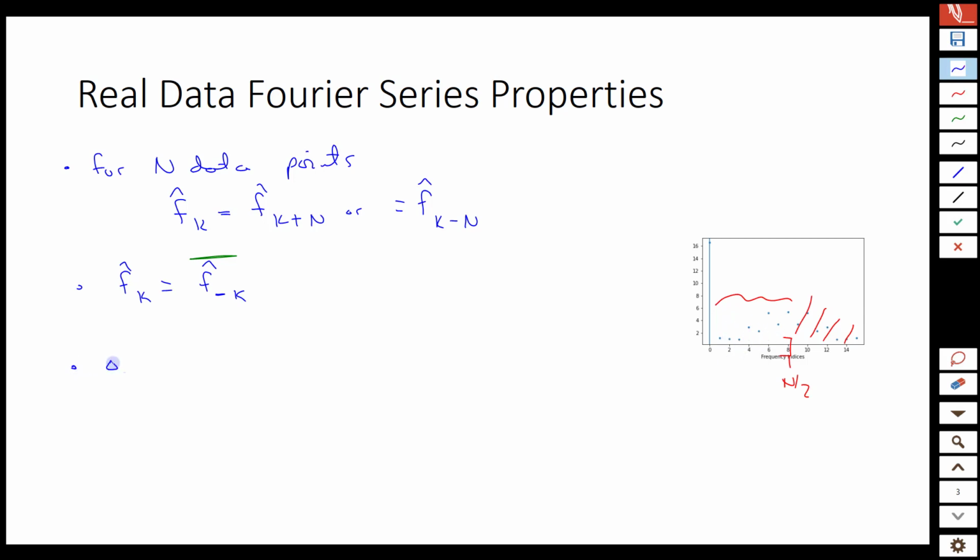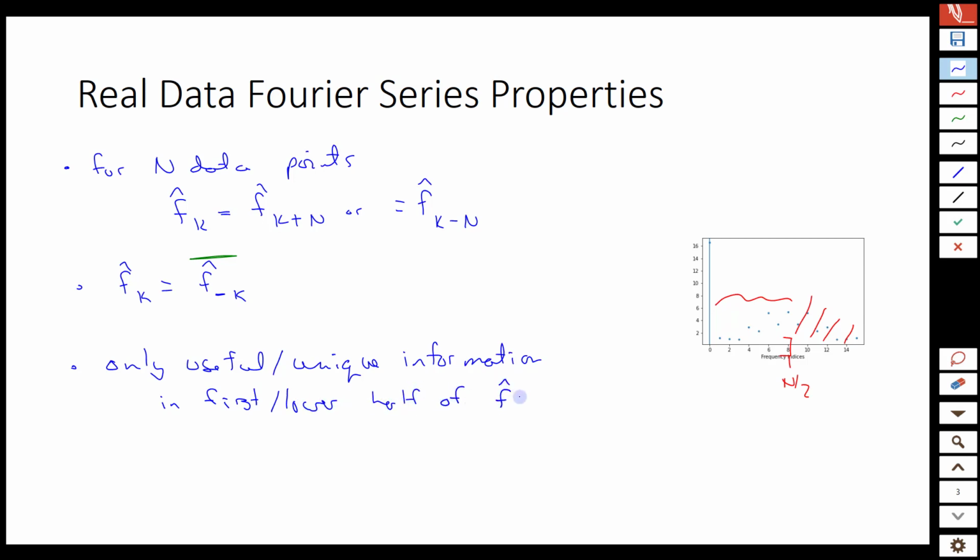Let's capture that as the fact that there's only, I'm going to say useful, but another way to phrase it would be unique information in the first, or lower, half of the coefficients as a function of frequency. This interval here doesn't mean what we think it means. It's just a carbon copy of what came earlier.